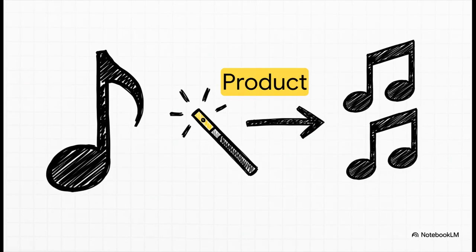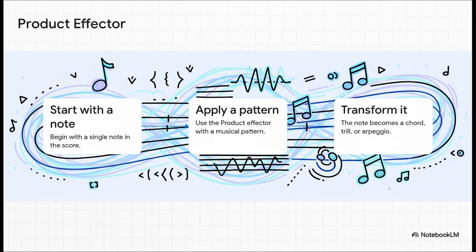Okay, superpower number 3 is really cool. Pytakt has these tools called effectors, which are essentially for transforming your music in powerful ways. And probably the most impressive one of them all is the product effector. Let me break down how this works, because it's kind of like magic. So you start with just a single note. That's step 1. Step 2, you apply the product effector and give it a musical pattern, like, say, a major chord.